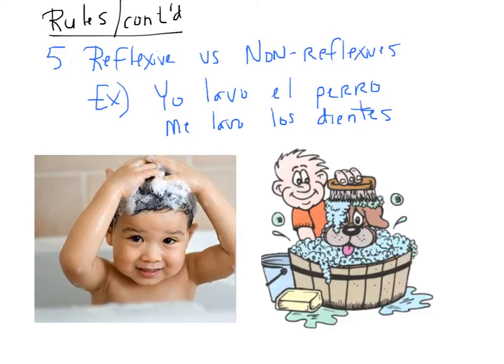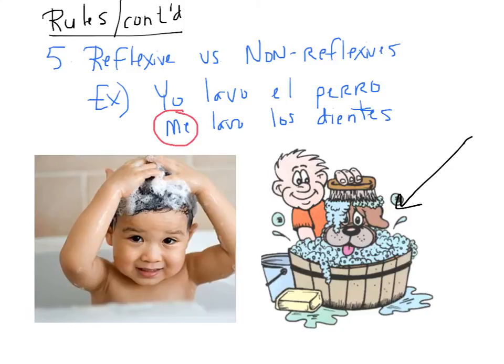Notice that the first sentence is not reflexive. Notice there's no reflexive pronoun. In the second sentence, it is reflexive. Notice the me here, the reflexive pronoun me. Well, why is one sentence reflexive and the other one not? Well, the answer is that in the first sentence, yo lavo el perro, here he is, he's getting a nice bath, the verb is not reflexive because the person doing the action of the verb, they're not doing it to themselves. They're doing it to the dog, okay?